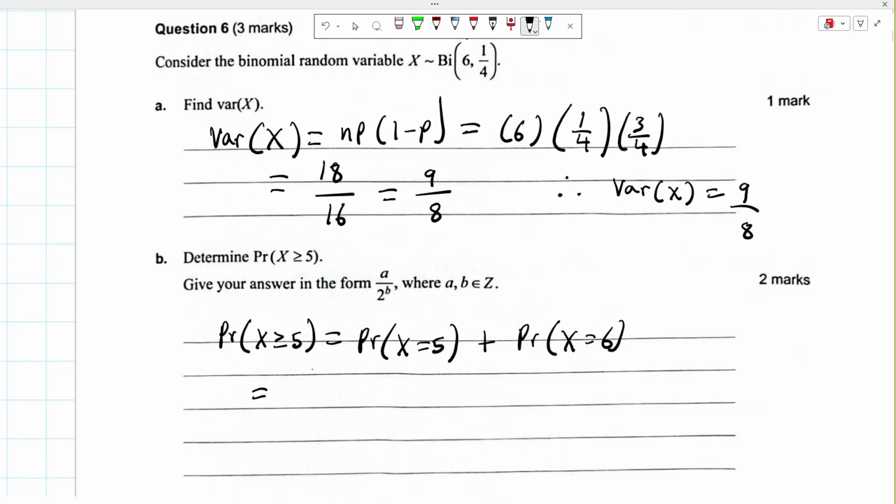Let's use the binomial distribution formula. There's 6 trials. We want 5 of them to be successful. Probability of success is a quarter to the power of 5 times 1 minus the probability of success, 3/4 to the power of 6 minus 5. Let's apply that here as well.